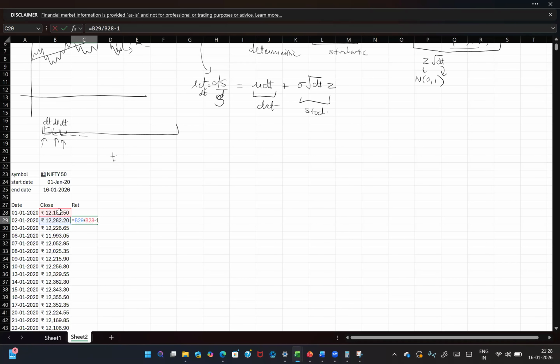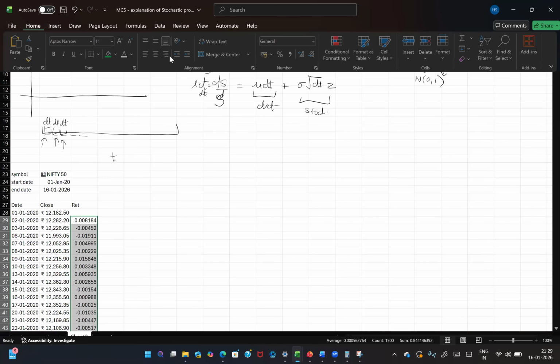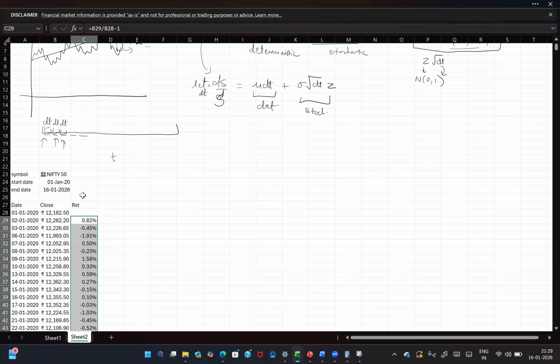These are arithmetic returns. We can also take log returns if needed, ln of. In a daily time interval, there's not much of a difference between ln and arithmetic returns. You can take either. You can also convert this into percentage terms and increase the decimal. At any point, if you don't understand anything, please stop me.